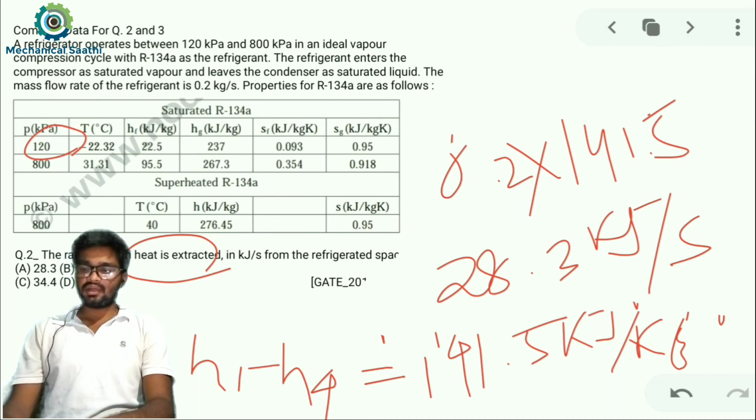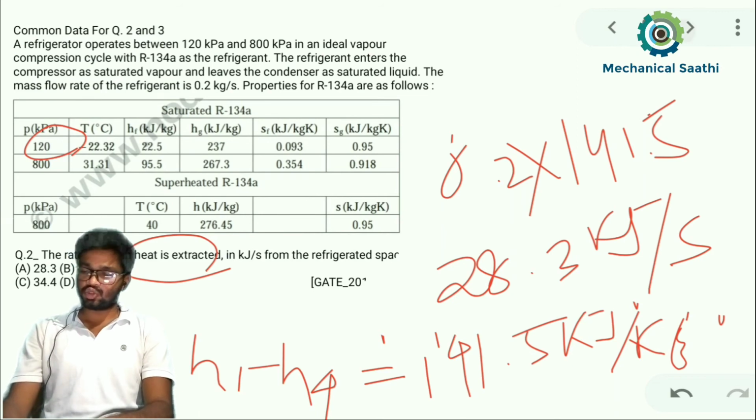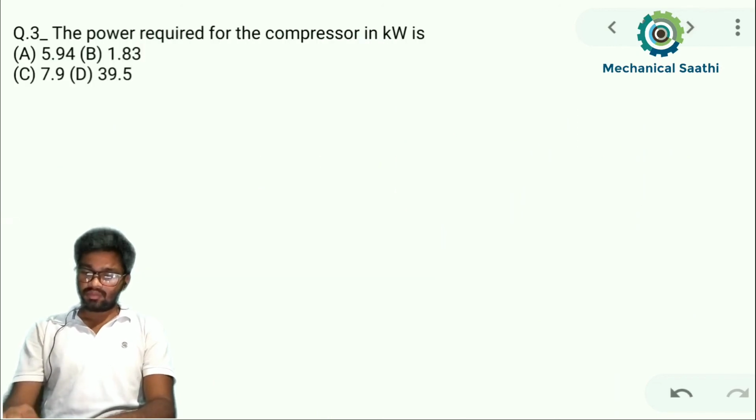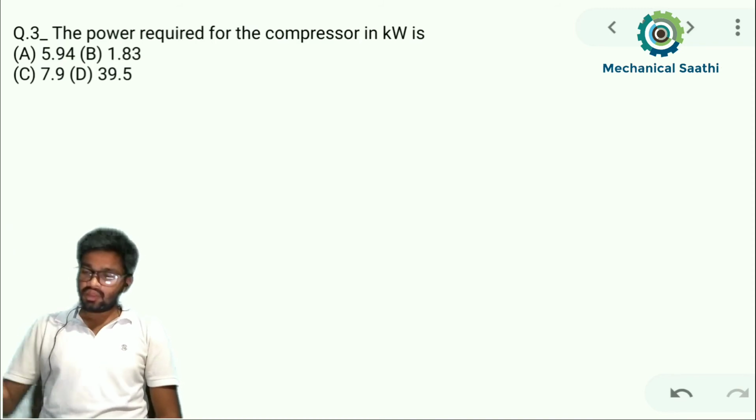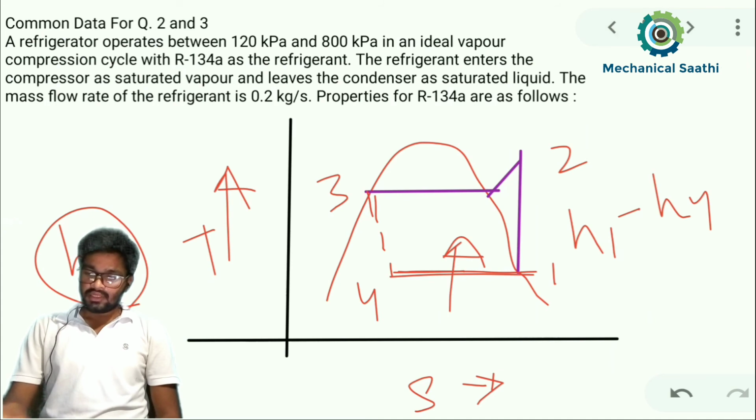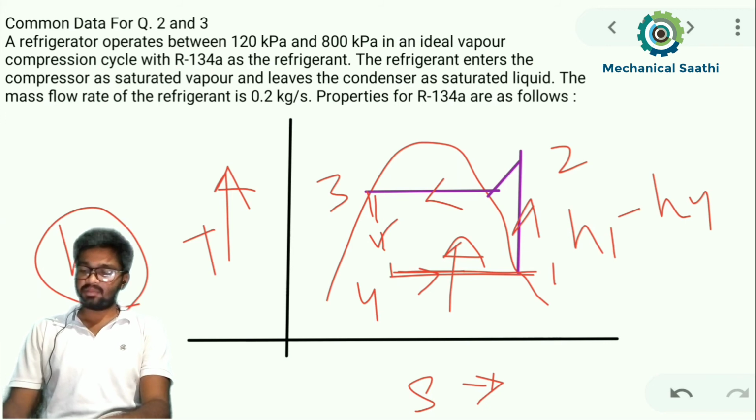Okay, so let us now move towards the next question, question number 3, which will be using this data also. This question is asking for the power required for the compressor in kilowatt. So we need to find out the power which will be used by the compressor. Let us move to our diagram. Here our compression will be somewhere here. Let me show the direction of the cycle. The cycle is occurring in this direction and compression is taking place from 1 to 2.